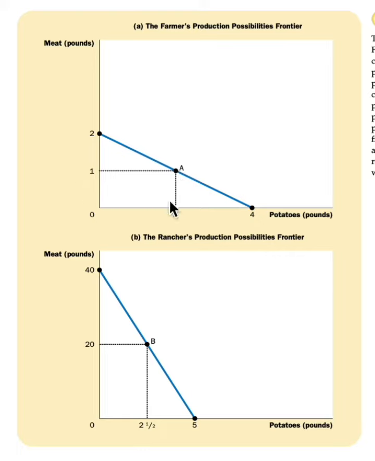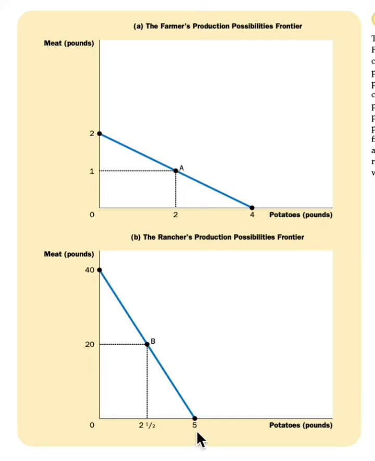There can be different combinations on this curve as well, but we are only explaining what is mentioned in this graph. The second panel, which is panel B, talks about what the rancher can produce and his production possibilities frontier. You can see the rancher can produce 40 pounds of meat and 5 pounds of potatoes.